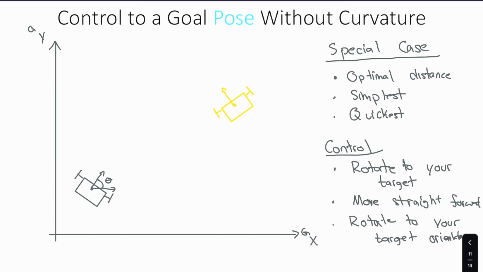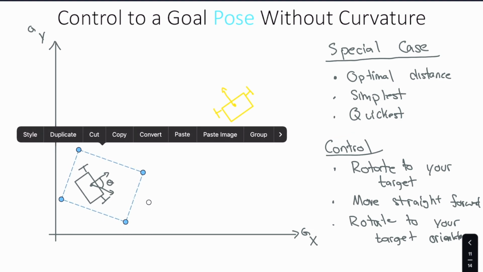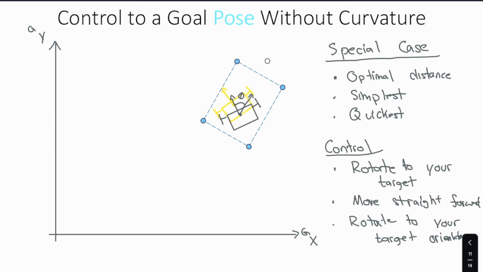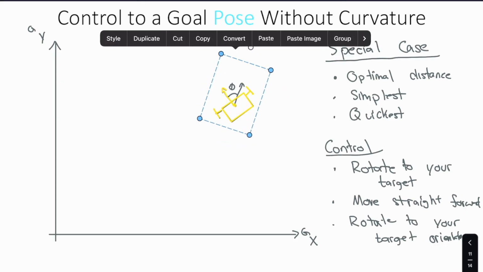And I don't know why I've switched to using target instead of goal for this slide, so sorry for that confusion. So, first step, rotate to point directly at your target location. Next step, travel directly to your target location. Third step, rotate in place so that you're at your correct orientation.